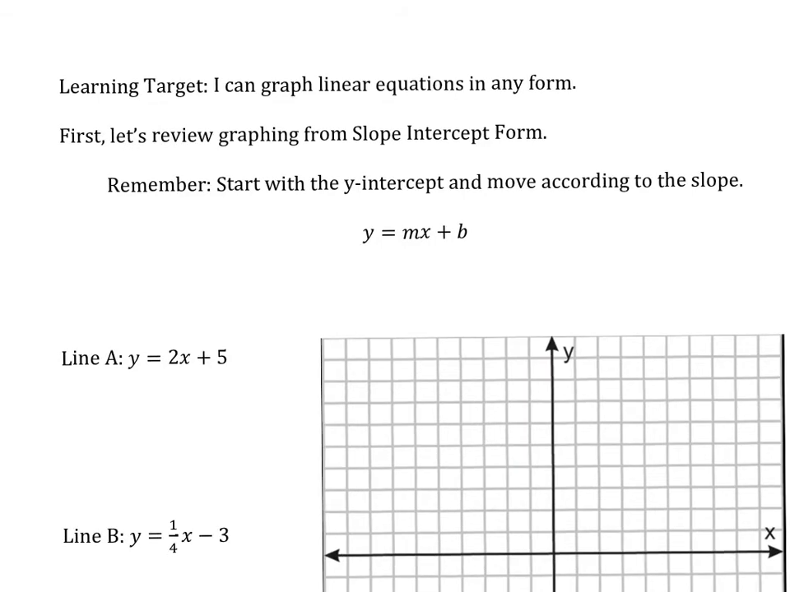So here in slope-intercept form, we have y equals mx plus b, where m is equal to the slope, and b is equal to the y-intercept. Now remember, the y-intercept is where our line intersects the y-axis. So that's always going to be on our y-axis, our up and down one.